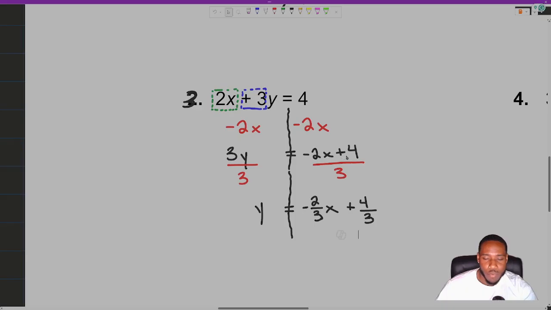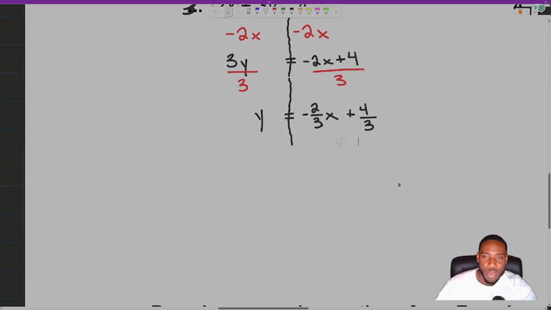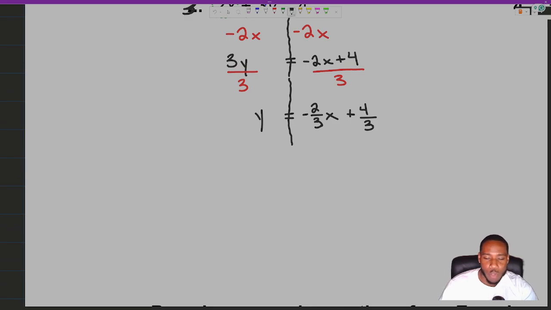So luckily for this problem, they don't have to graph it, but we are going to go ahead and identify the slope and the y-intercept, same as before. The slope for this one is negative 2/3. And the y-intercept is 4/3.